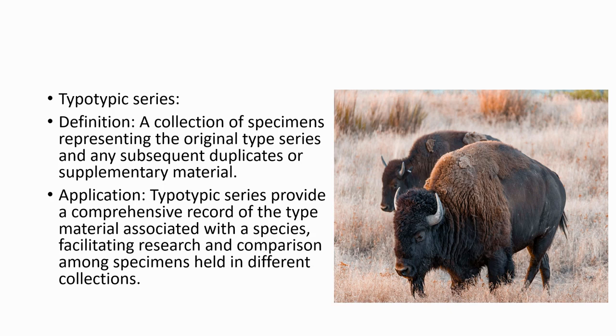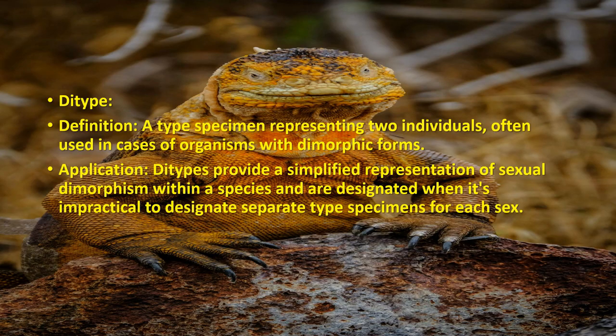Typotypic series. A collection of specimens representing the original type series and any subsequent duplicates or supplementary material. Typotypic series provide a comprehensive record of the type material associated with a species, facilitating research and comparison among specimens held in different collections. Ditype. A type specimen representing two individuals, often used in cases of organisms with dimorphic forms. Ditypes provide a simplified representation of sexual dimorphism within a species and are designated when it's impractical to designate separate type specimens for each sex.